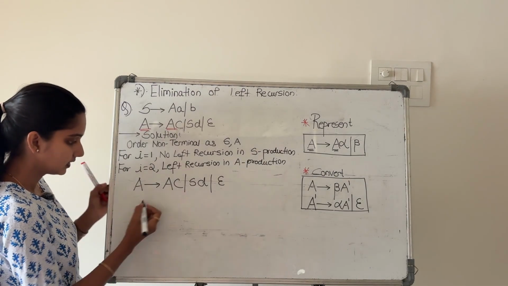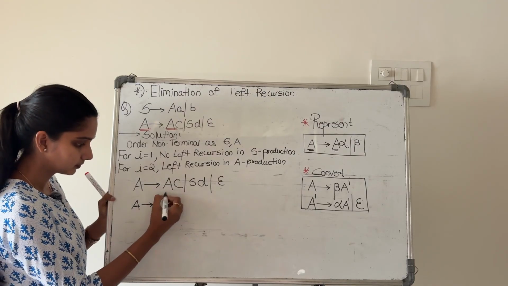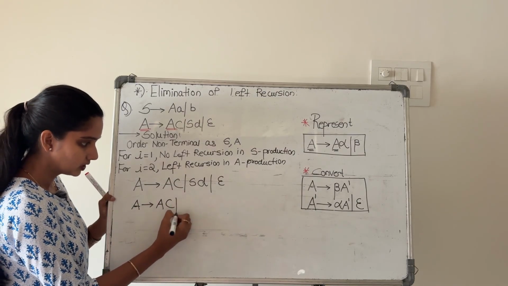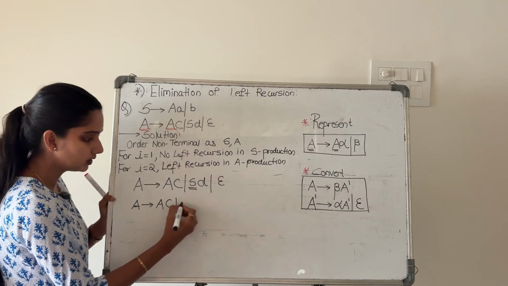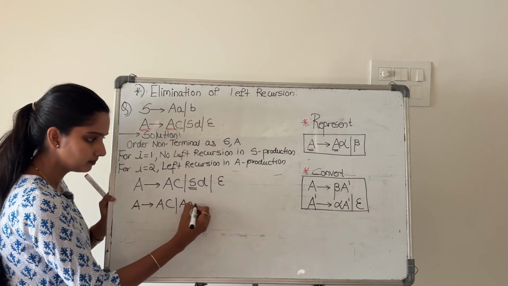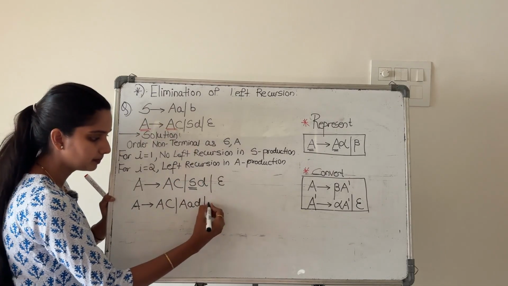So this gets converted into: A tends to AC as it is. In place of this S, I am going to replace it with Aa, and this D will come as it is. Similarly, there is one more production, B.